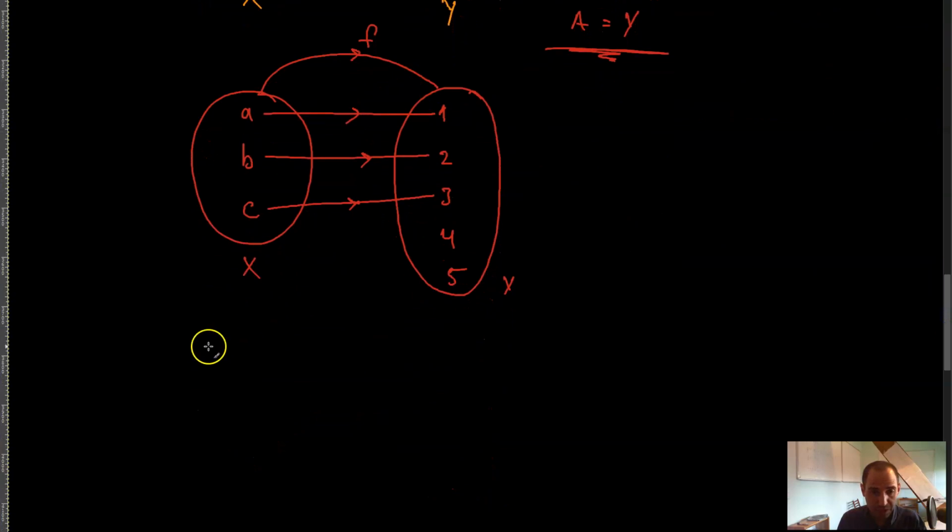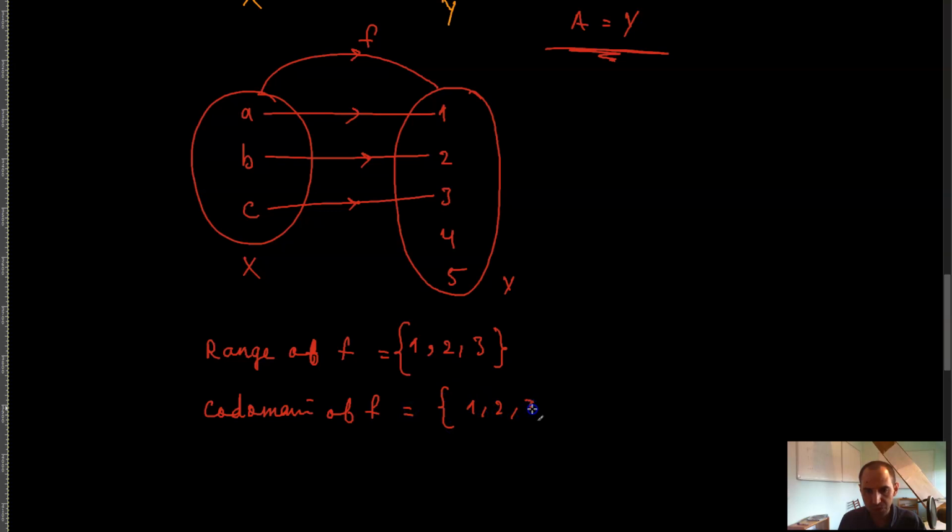So in this case, the range of f is 1, 2, and 3, this set over here. The codomain of f is the set containing the elements 1, 2, 3, 4, and 5. And the domain of f is the set containing A, B, and C, right? Now, of course, if I consider the function f from this set X into this set Y, the function is 1-1, but it is not onto, meaning that these two elements are not covered.